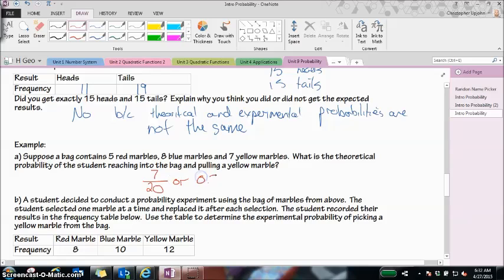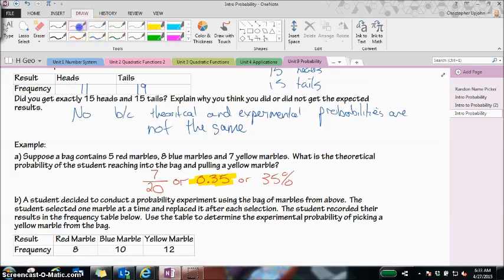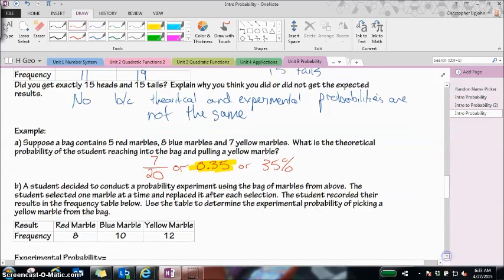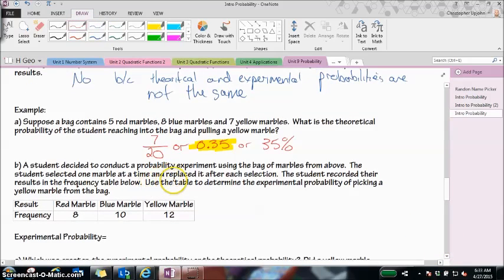Or we can put it as a decimal. That's fine as well. Or if you want a percentage, doesn't matter. All mean the exact same thing. I believe it's going to be easier to work with a decimal answer here, and most of the time that's what I'll look for.